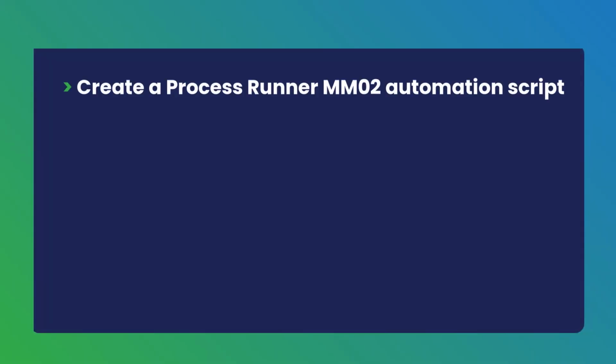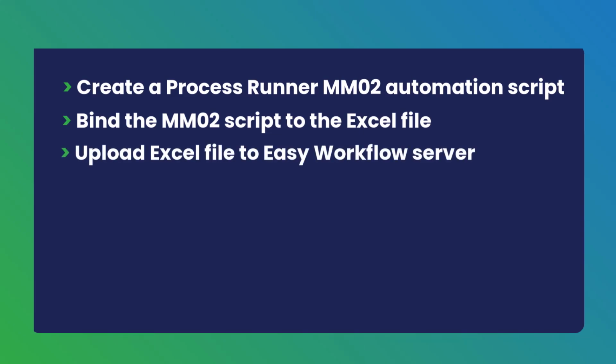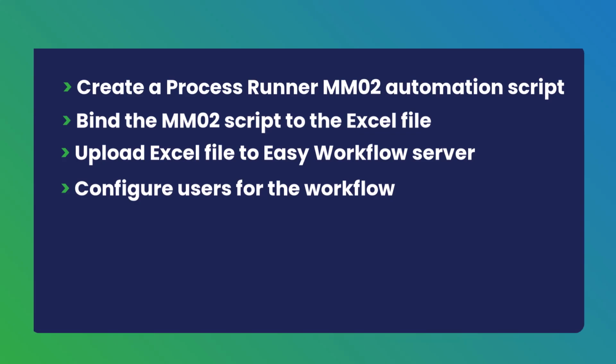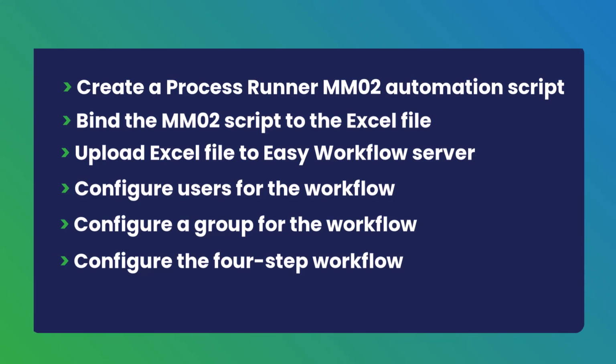To build this 4-step workflow, let's create a Process Runner MM02 automation script. Bind the MM02 script to the Excel file. Upload the Excel file to the Easy Workflow server. Configure users for the workflow. Configure a group for the workflow. Configure the 4-step workflow. And finally, test the completed workflow.